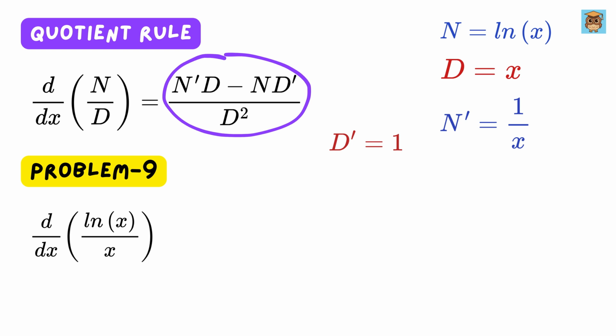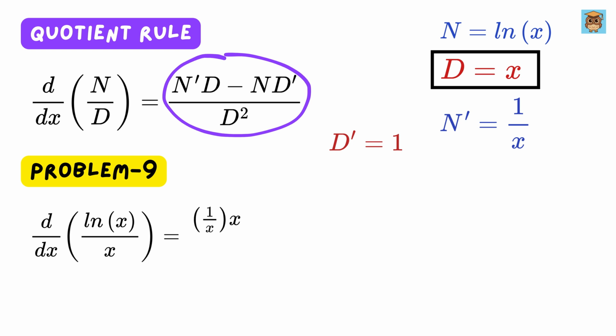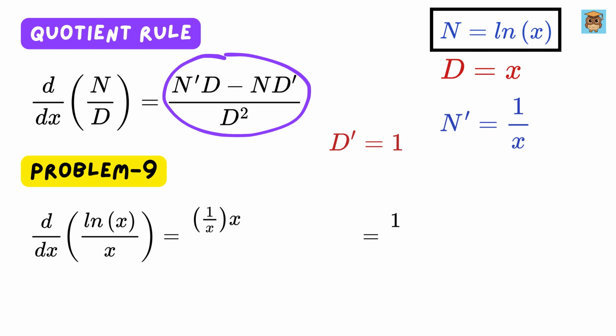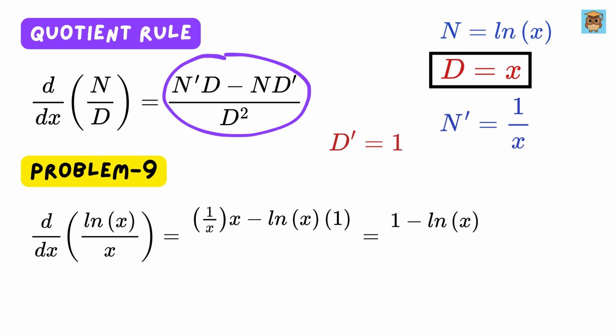Now, applying the quotient rule, we multiply n prime, which is 1 over x, by d, which is x, giving us 1 over x times x, or 1. Then, we subtract n, which is natural log of x, multiplied by d prime, which is 1. So, we subtract the natural log of x. Next, we divide the result by d squared, which is x squared. Putting everything together, the final derivative is (1 minus the natural log of x) over x squared.